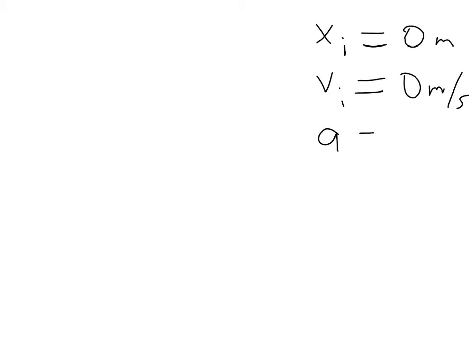The first question concentrates on the officer. For how long does he accelerate? So let us focus on what we know about the officer. We know that the initial position is 0 meters. We know the initial velocity is 0 meters per second. He starts from rest. And we know the acceleration is 2.5 meters per second squared.